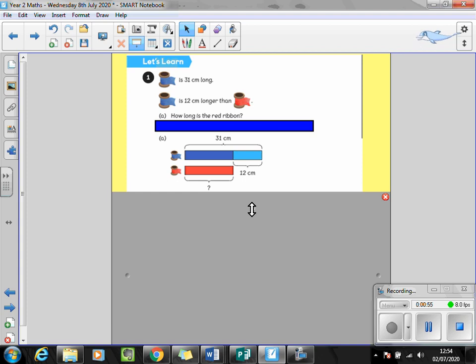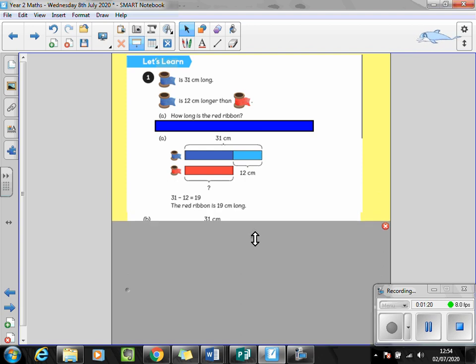Now, this bar model clearly illustrates the length in total of the blue ribbon, 31 centimetres. We know that the blue ribbon is 12 centimetres longer than the red ribbon. So we know the value of this light blue bar is 12 centimetres. Therefore, we want to know how long the red ribbon is.